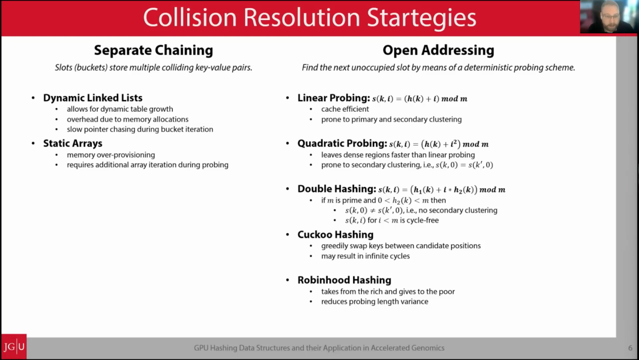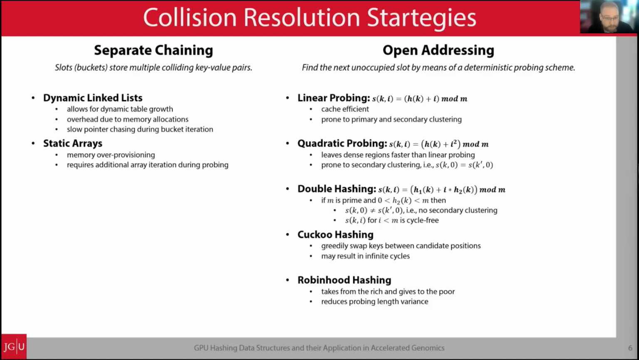The second main approach for collision resolution strategies, which we focus on in this talk because it's much more suited for CUDA architectures, is called open addressing. Here, the table itself is a linear memory segment, so it's just an array, which is not subdivided into distinct buckets. If a collision occurs, we simply move to a different slot determined by a sequence of alternative indices for that specific key. These sequences are called probing schemes. There are three main schemes falling into this category, which are called linear probing, quadratic probing, and double hashing.